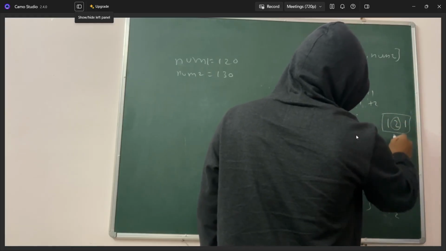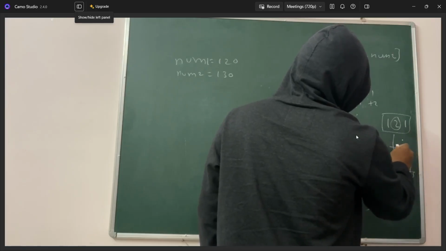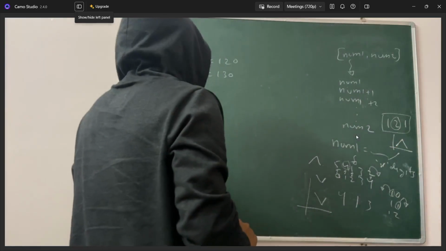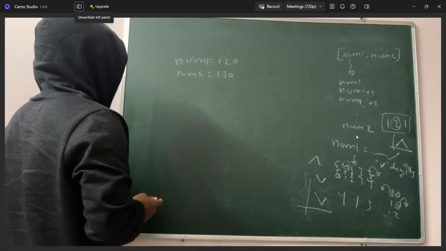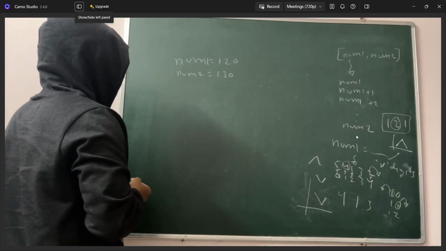So it is a peak kind of thing. 1 is here, 2 is here, 1 is here, so it is a peak. So I think you have understood now. How do you solve this?